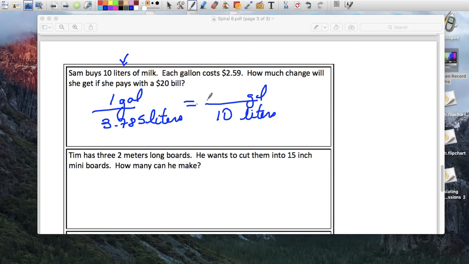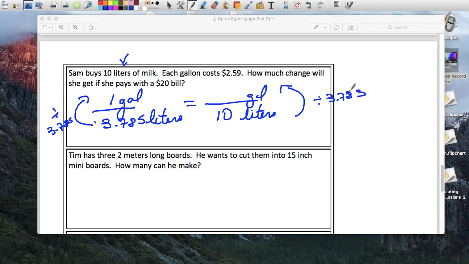So if I have this, how many? What's our relationship here? Well, side to side is definitely very hard, right? Nothing times 3.785 precisely gives you 10. So look up and down, because we're going that direction anyway. How does this 3.785 become 1? Divide by 3.785. And divide 10 by 3.785.